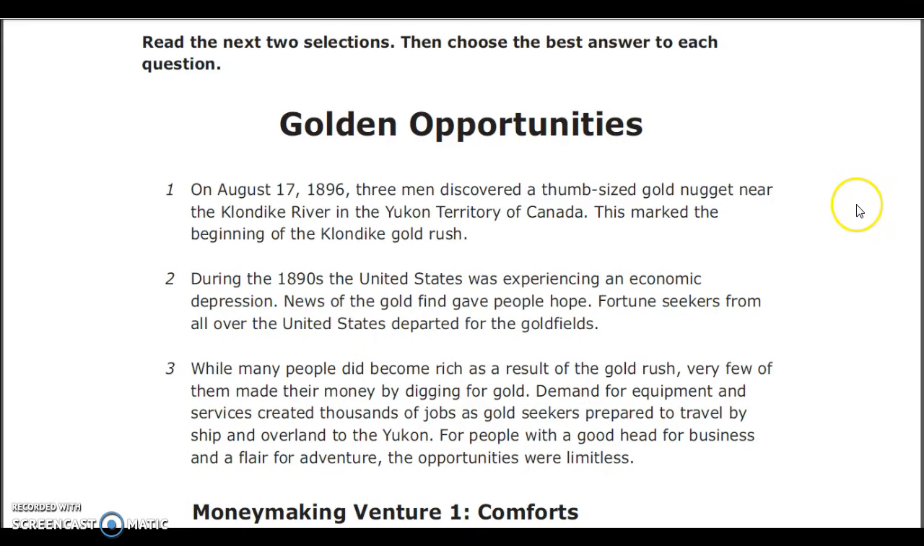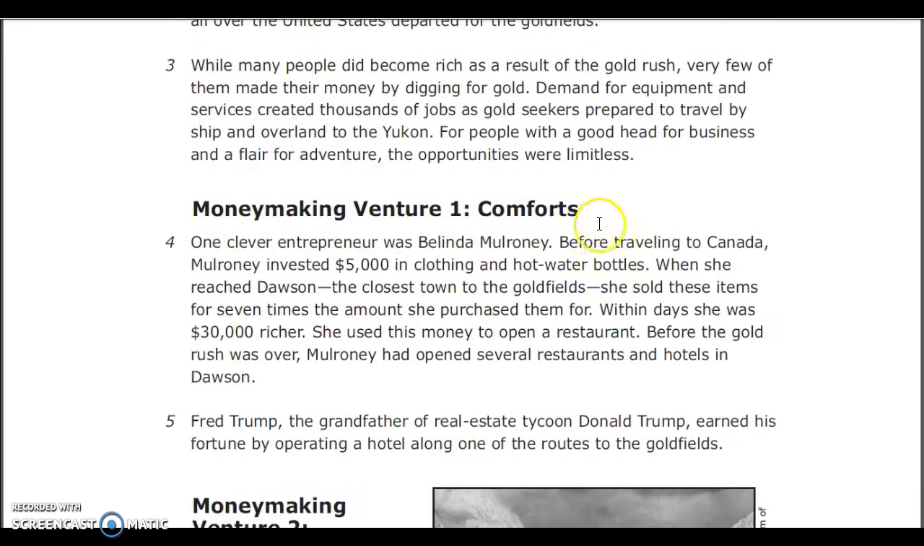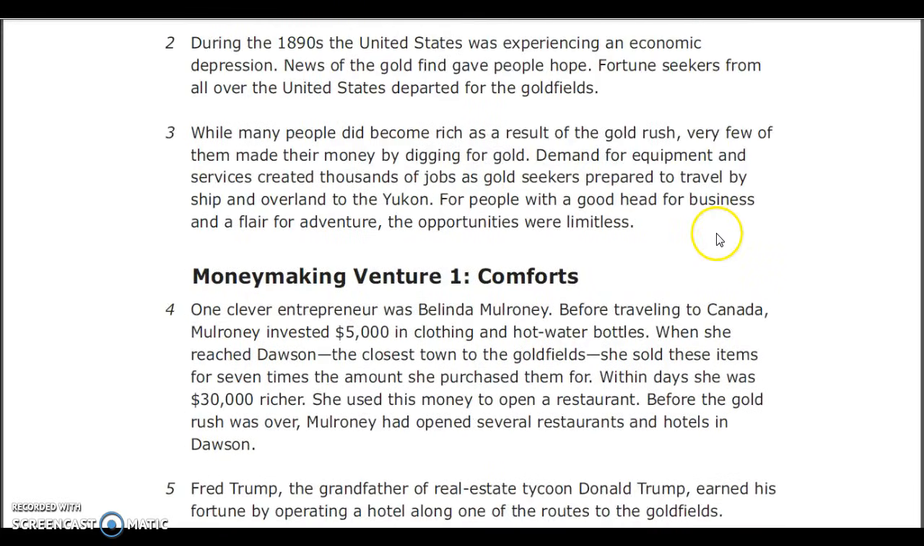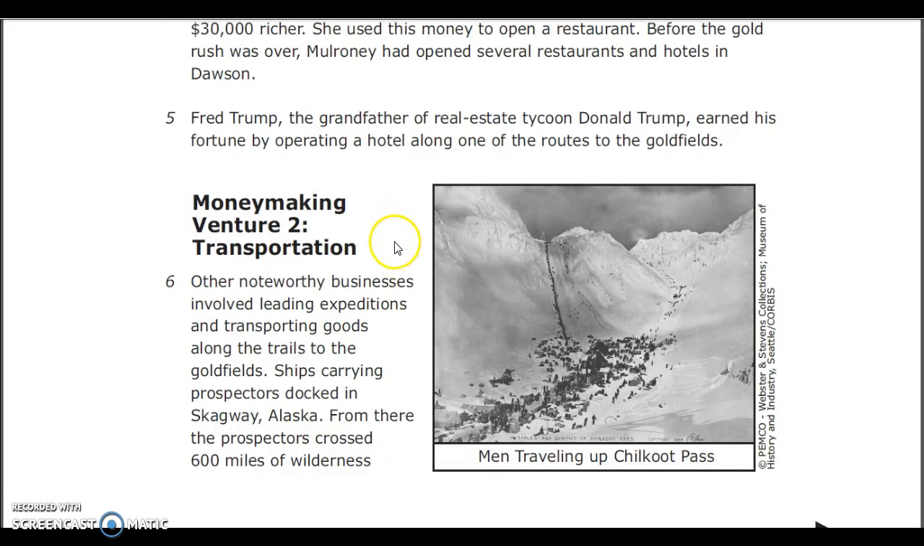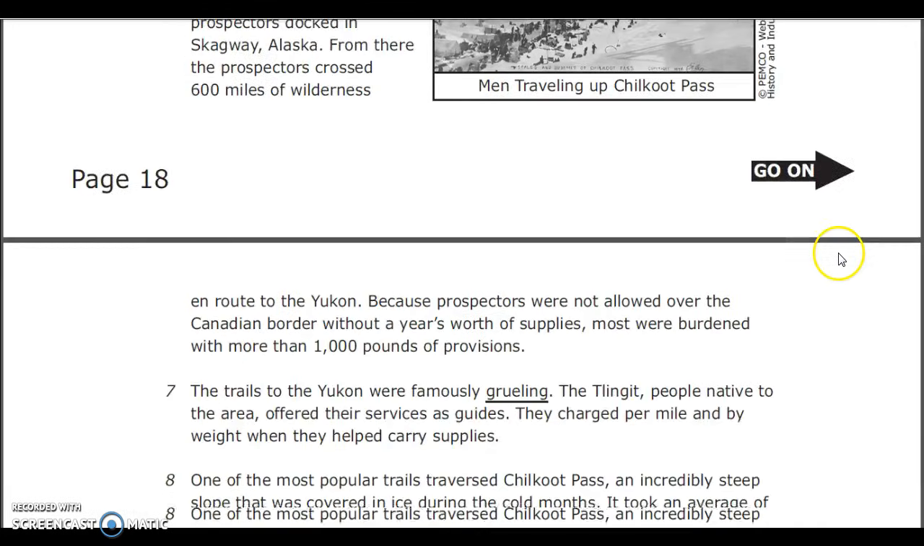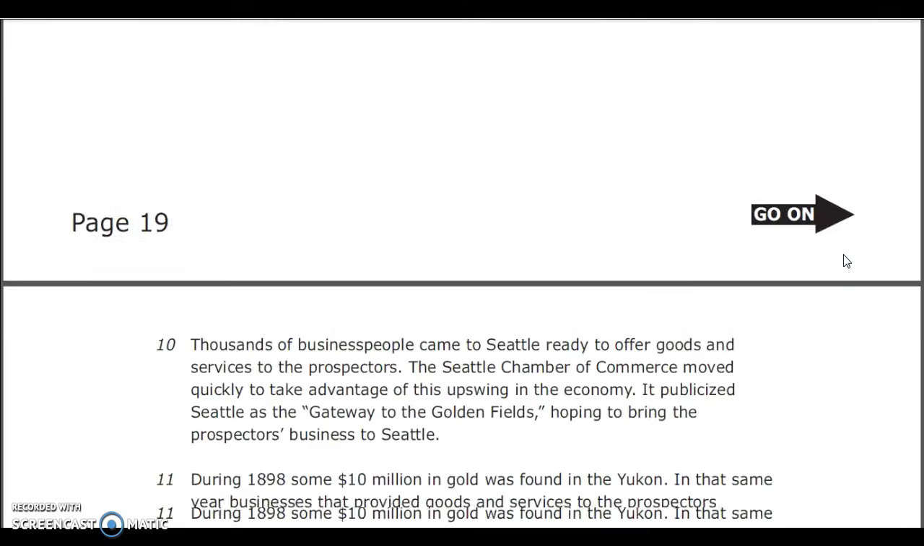And again, we've already talked about informational text, but here I can tell again, here's my bold headings. I see lots of different dates, 1890s. Again, I see some more bold headings and a visual. So this is showing me this is informational, probably going to be expository.